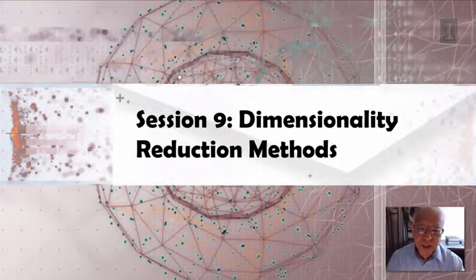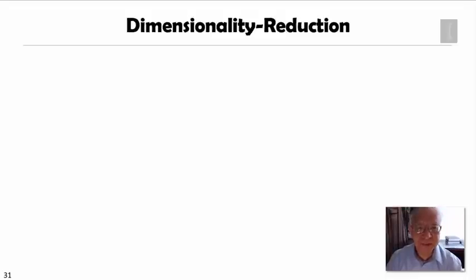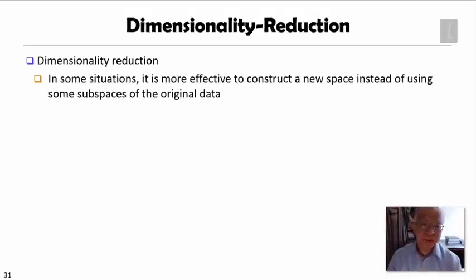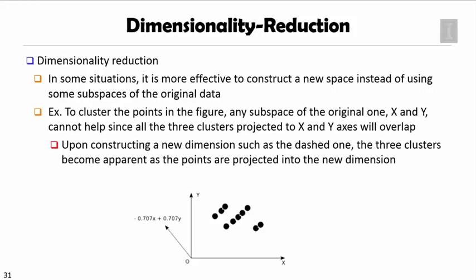In this session, we are going to introduce some dimensionality reduction methods. The general concept is that in some situations, it could be more effective to construct a new space. That means to transform into some reduced number of dimensions instead of using some subspace of the original data. That means the space should be changed. Essentially, originally m times n, you want to get smaller ones.